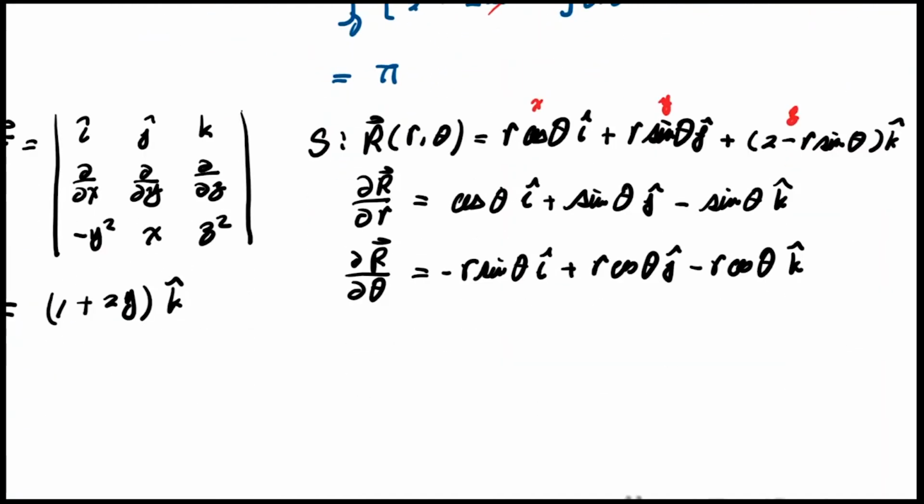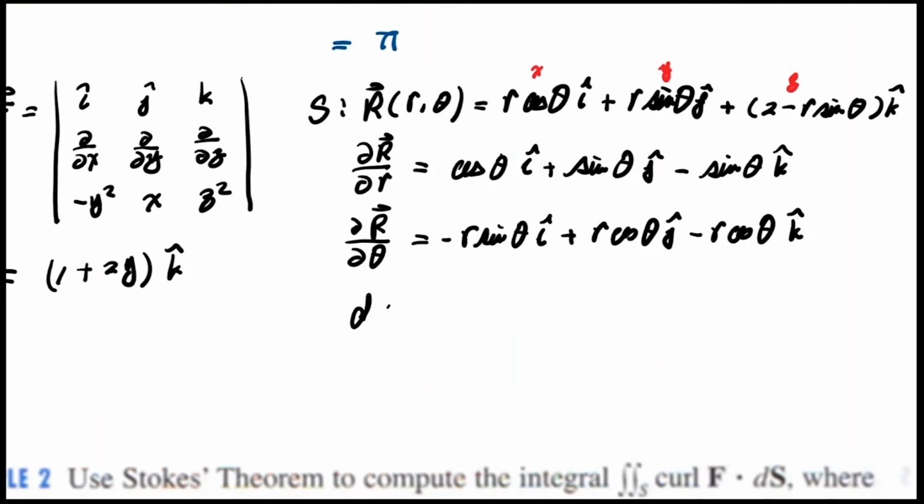Okay, so my dS vector happens to be crossing the two, imagining i, j, k here. So I term this minus this. So we have negative r sine theta cosine theta, and this way we have negative r sine theta cosine theta plus r sine theta cosine theta. So that's 0. Okay, so we have 0.